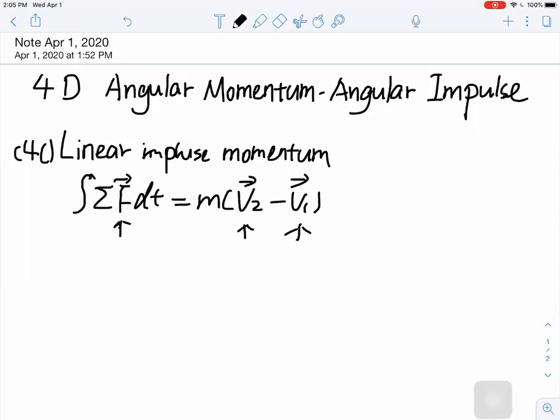And for that equation, if the left-hand side, the sum of forces, goes to 0, then we will end up with the conservation of linear momentum. That's something we talked about in section 4C.